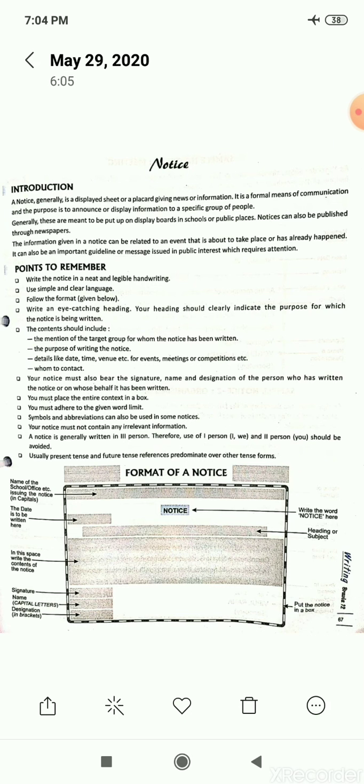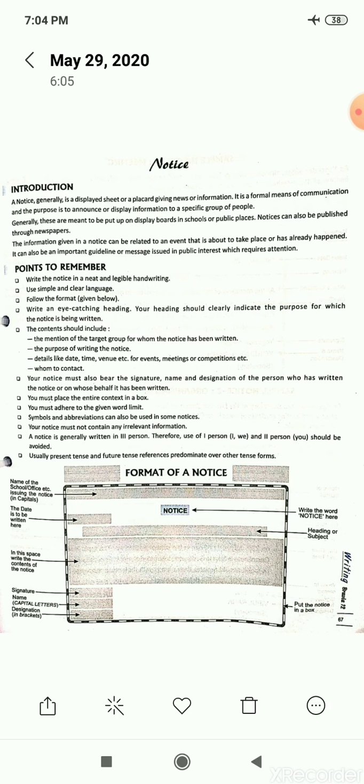The second thing is that we must write NOTICE in capitals, the word notice in the extreme center. Remember, most students commit the mistake of writing notice on the top and then writing the name of the school or the college. But the name of the organization would come on the top of the notice, and then in the second place, the word notice would come.